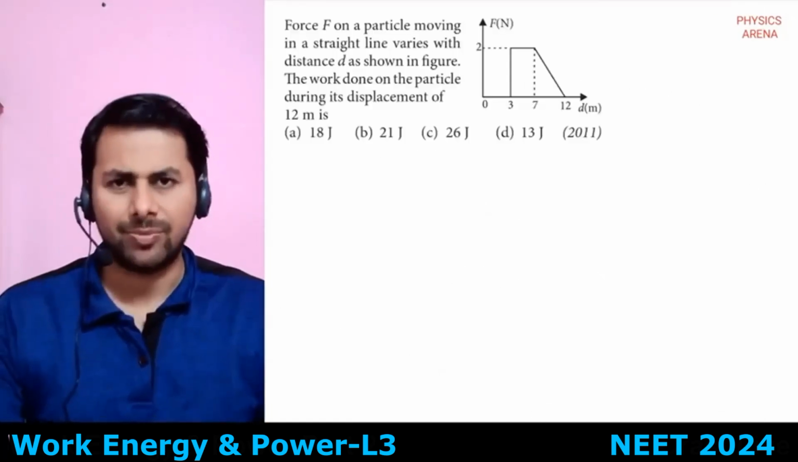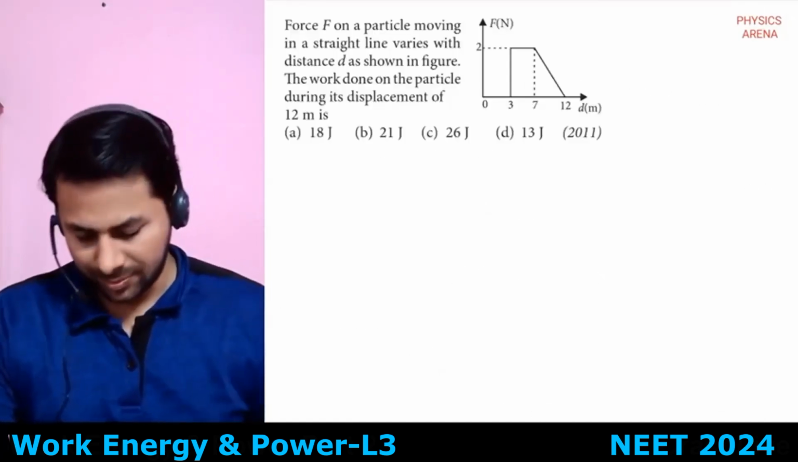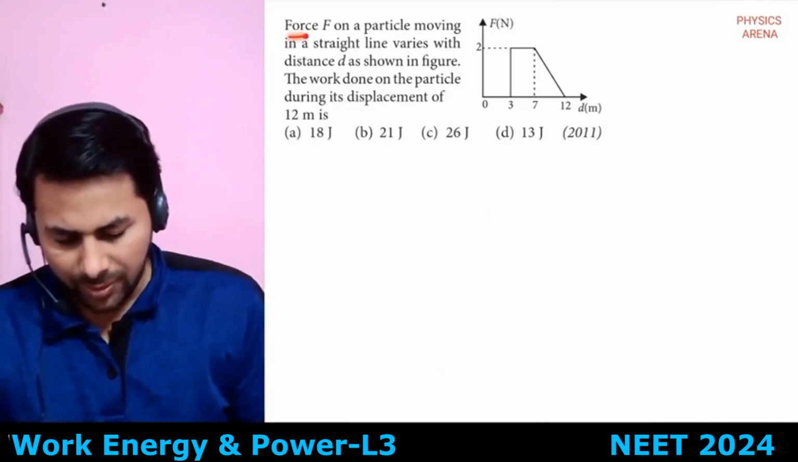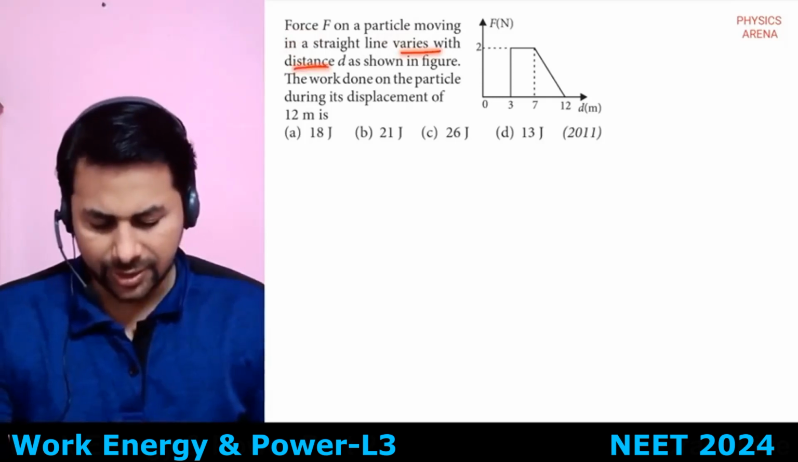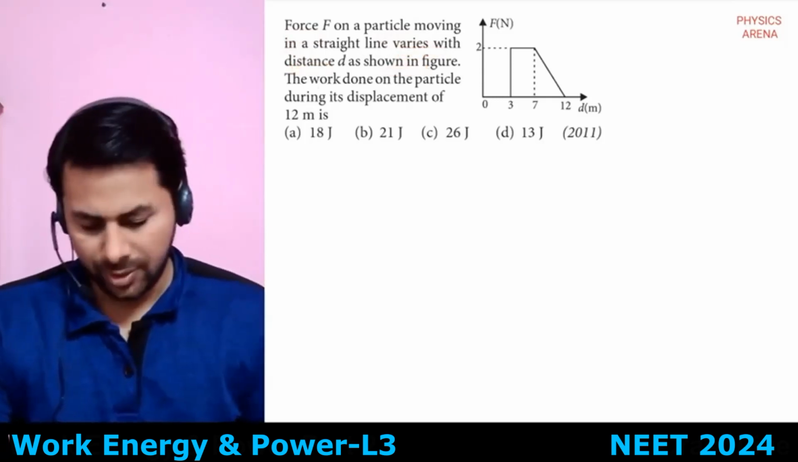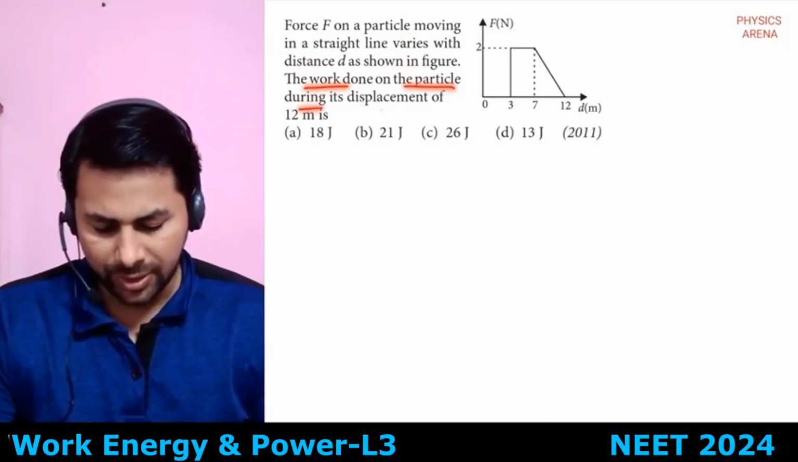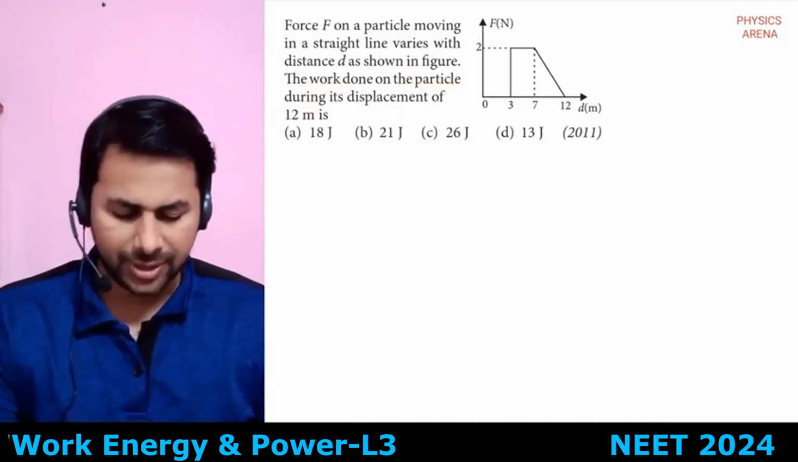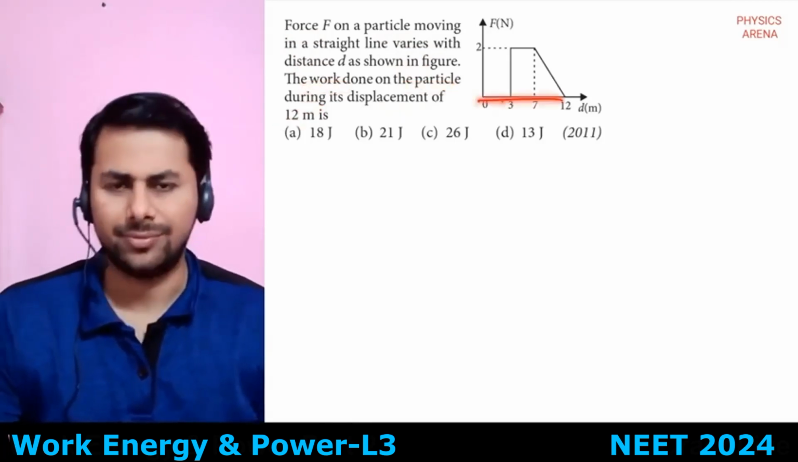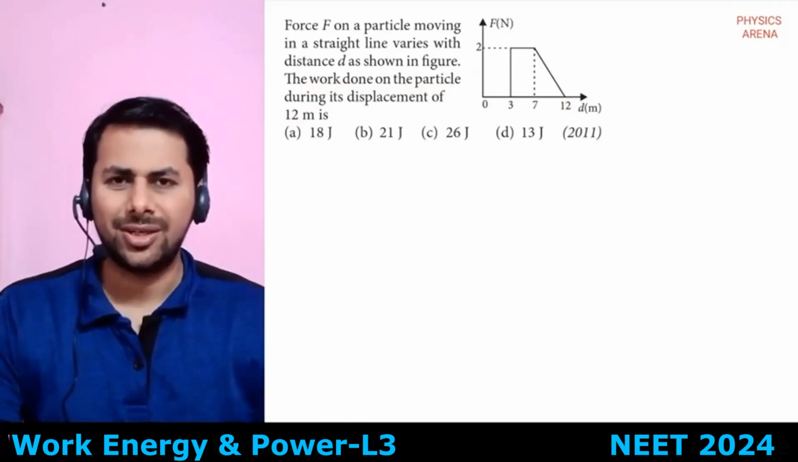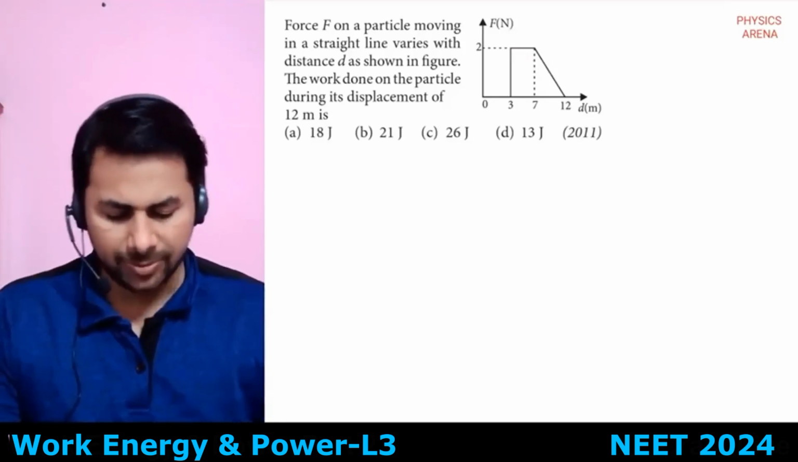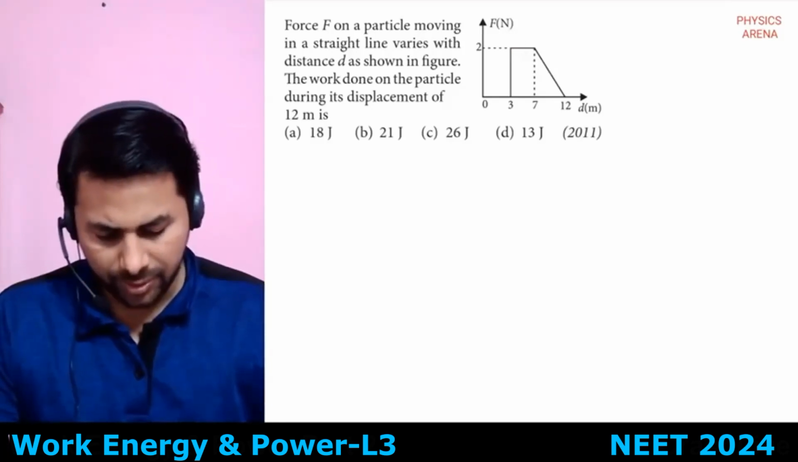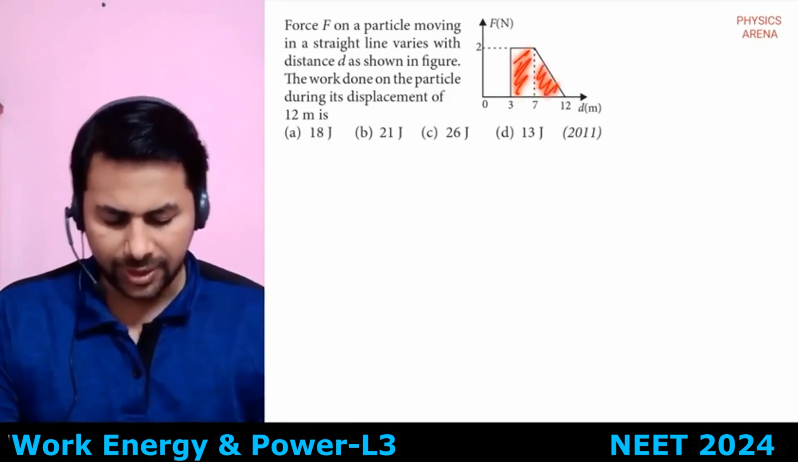So now let's see some simple problems based upon this. Force on a particle moving in a straight line varies with distance d as shown in the figure. The work done on the particle during its displacement of 12 meters is how much? We have studied it is just the area under the force versus position curve, the force versus displacement curve, you can say. So it is this area plus this area.